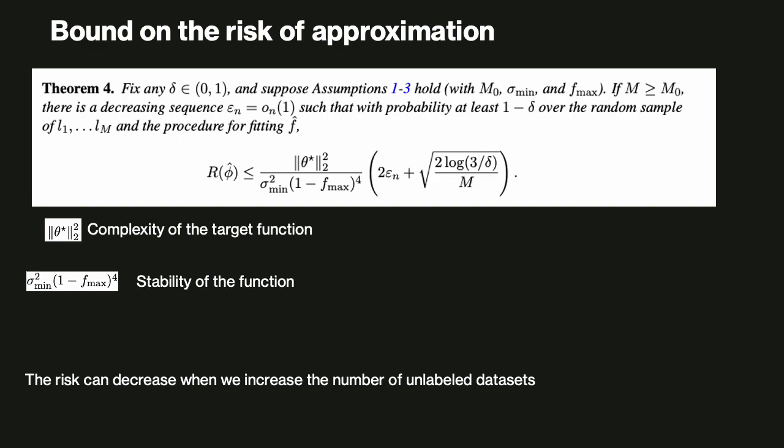And on the right-hand side, the epsilon provides an error bound, and as n, which is the number of unlabeled data set, increases, we also see that the epsilon goes lower. And then as m, which is the number of landmark documents, increases, we also see that the risk decreases.